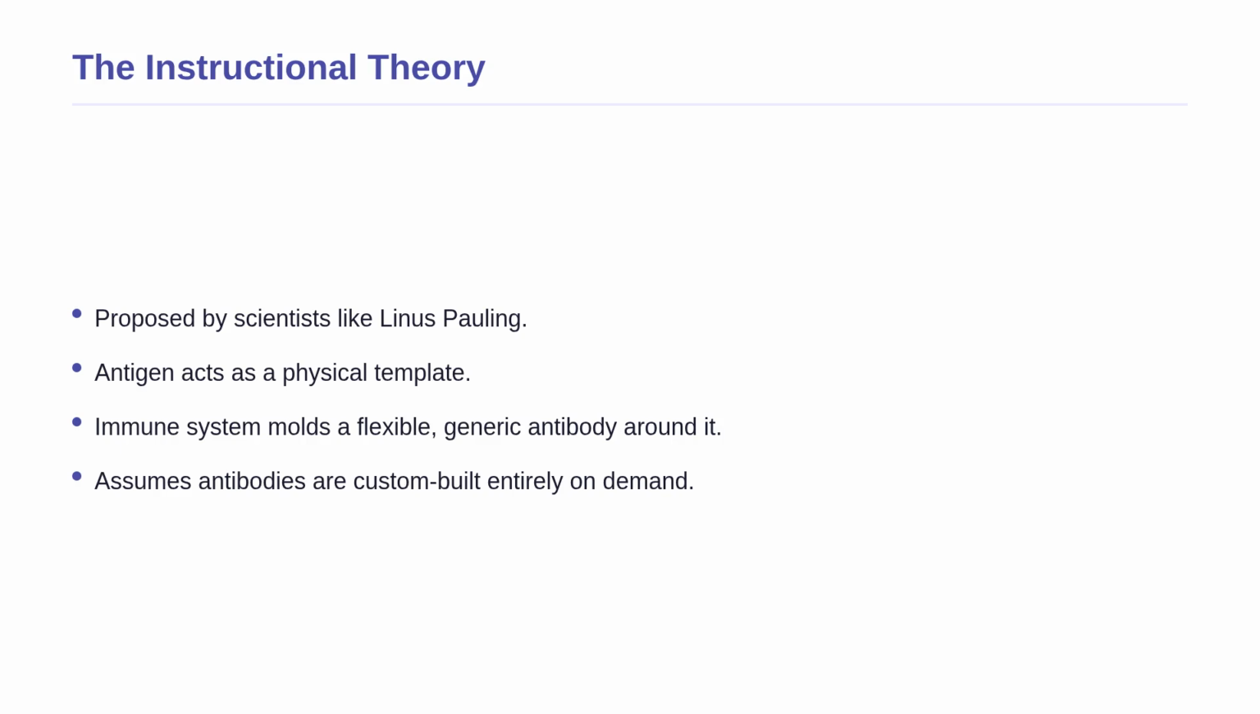This puzzle led to our first major historical model. The instructional theory, championed by prominent scientists like Linus Pauling, proposed a very intuitive idea. They suggested that an invading antigen acts as a physical template. According to this model, the immune system takes a flexible, generic antibody and physically molds it around the antigen to create a specific fit, much like molding clay around a coin. While this made logical sense at the time, it assumed that the body custom builds its defenses entirely on demand, which we now know is not how the biology actually works.